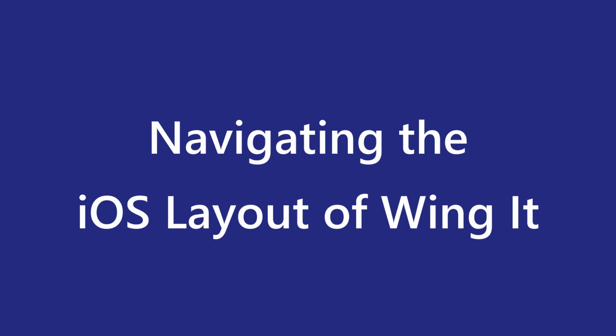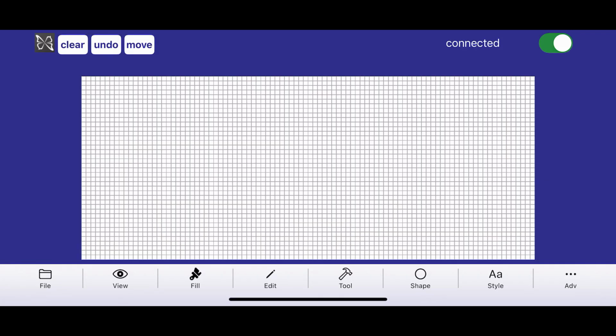In the iOS layout, we have a few buttons at the top, a canvas, and a toolbar at the bottom. At the top left, there is Clear, Undo, and Move. At the top right is our connection button that allows us to connect to the Monarch. At the bottom, our toolbar begins with the File menu.